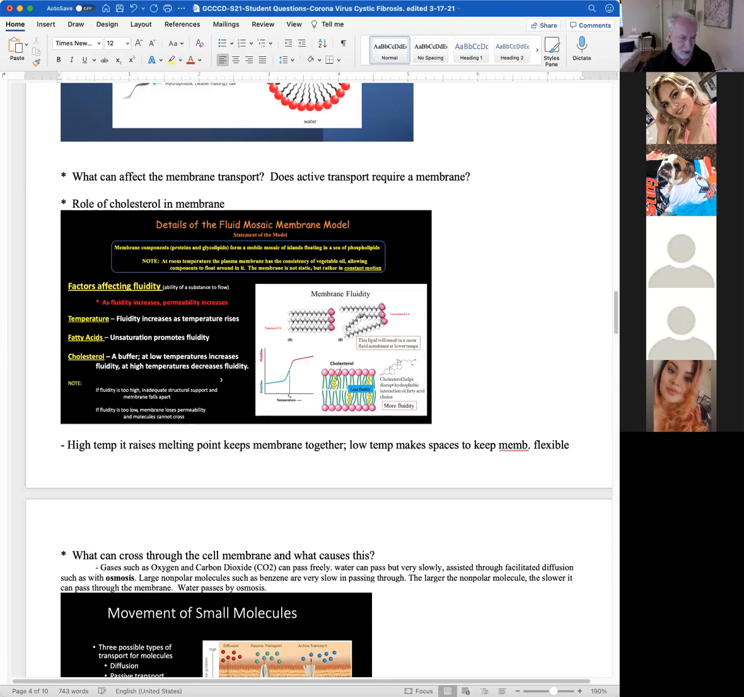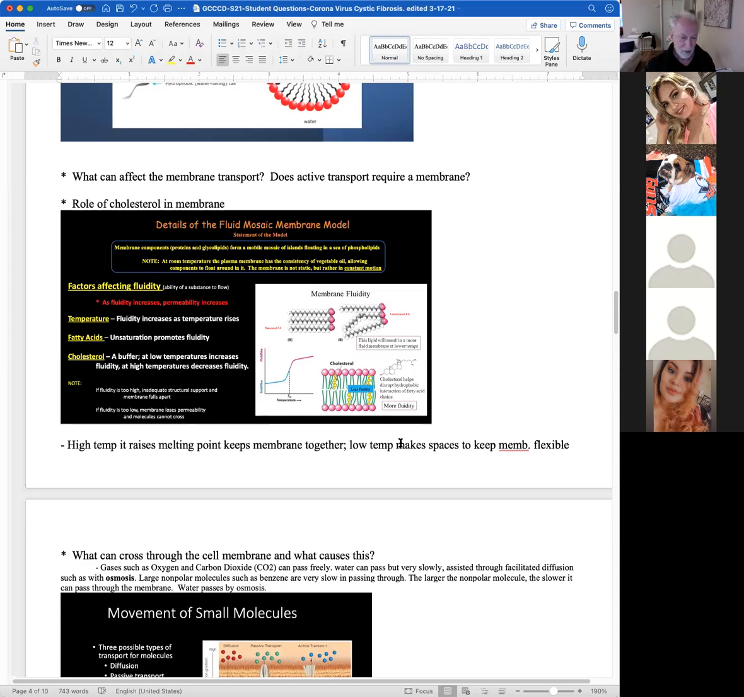And at high temperatures, fluidity will increase because the temperature is rising, the membrane becomes more watery. Cholesterol mediates against that. It decreases the fluidity at high temperature. It raises the melting point of the phospholipid membrane so that the membrane stays together, it doesn't melt, because cholesterol raises the point at which it can melt.